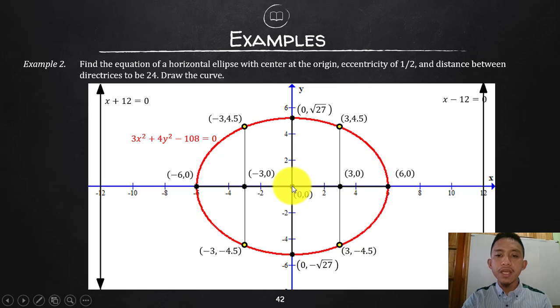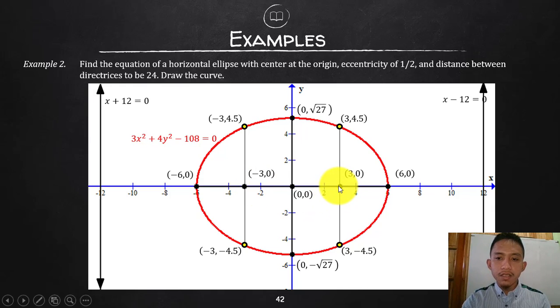And then B is your semi-minor, so square root of 27. So your X is still 0, isn't it? Because that is the same vertical line. But 0 plus square root of 27, it will be positive square root of 27. So you have 0, positive square root of 27, and below is 0, negative square root of 27. And then later on, to have a smooth curve, you will plot the endpoints of your latus rectum. Latus rectum is 9, isn't it?